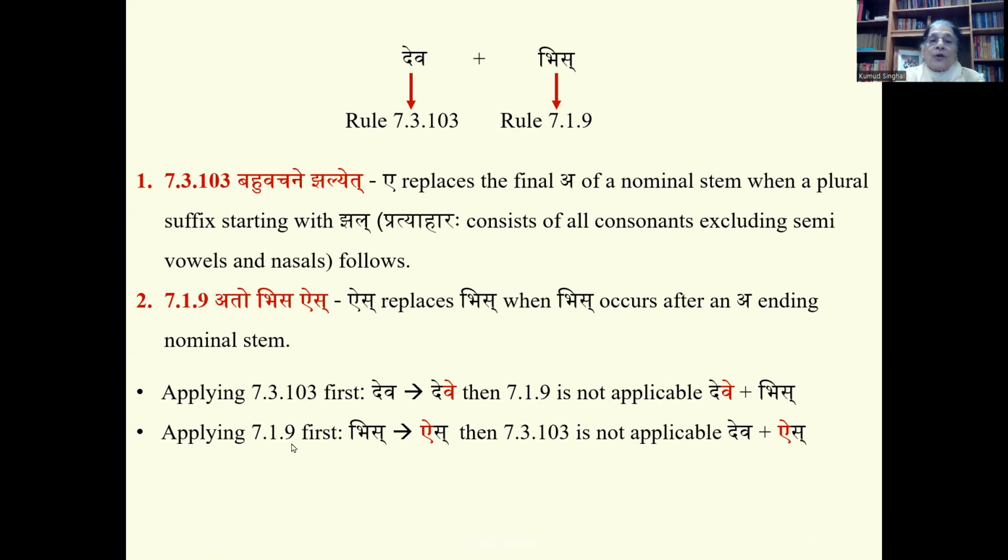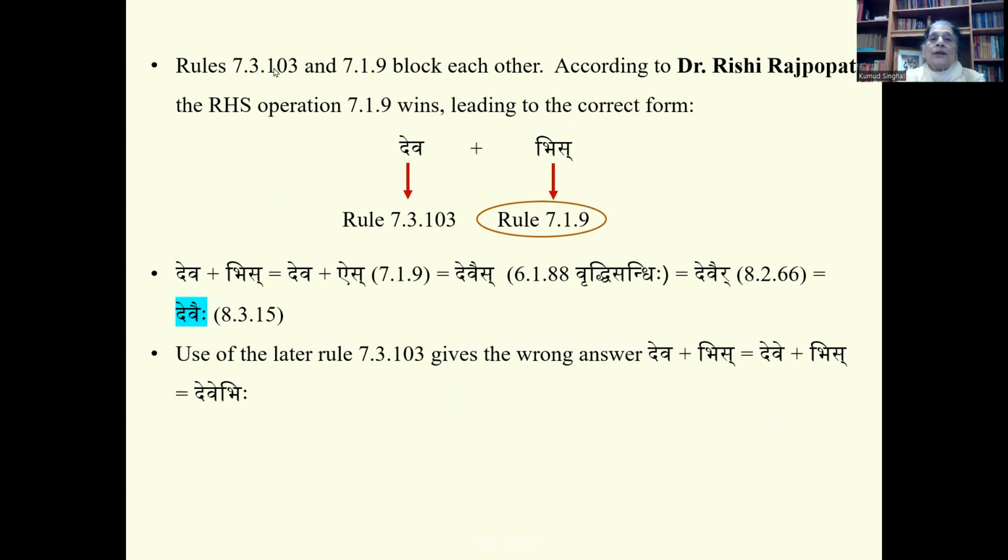Now, if you apply 7.1.9 first, bhis is replaced by ais, so deva plus bhis becomes deva plus ais. Now the rule 7.3.103 is not applicable because the a is followed by the vowel ai, which does not belong to the jhal pratyahara. So rules 7.3.103 and 7.1.9 block each other. According to Dr. Rishi Rajpopat, the right-hand side operation 7.1.9 wins, leading to the correct form.